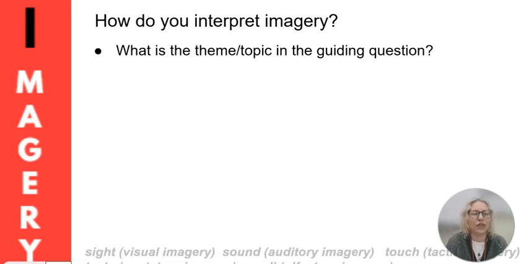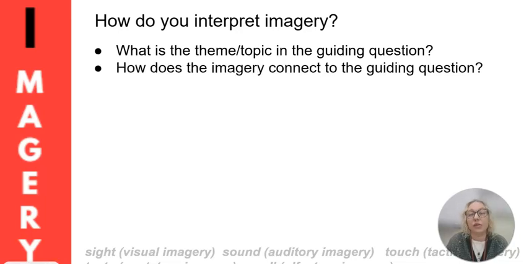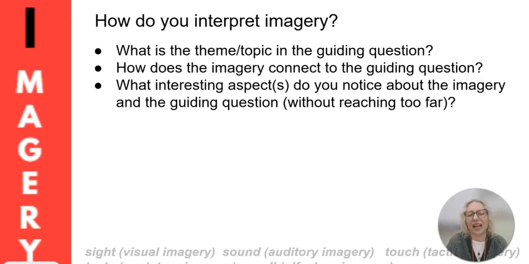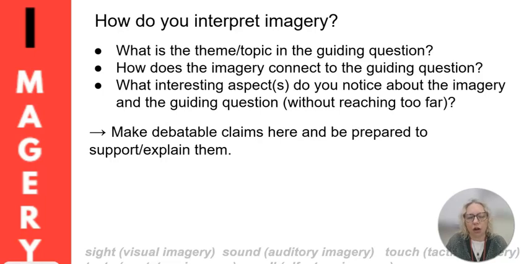And so look for the theme or topic in the guiding question and think about, okay, how do these details, do these images connect to that topic? How does the imagery connect to the guiding question? What interesting aspects do you notice about the imagery in the guiding question without reaching too far? You always have to be able to go back and support it with the non-debatable, true aspects of the poem. And of course, you are going to make debatable claims here and be prepared to support, explain them. They're the best if they include aspects of the guiding question.